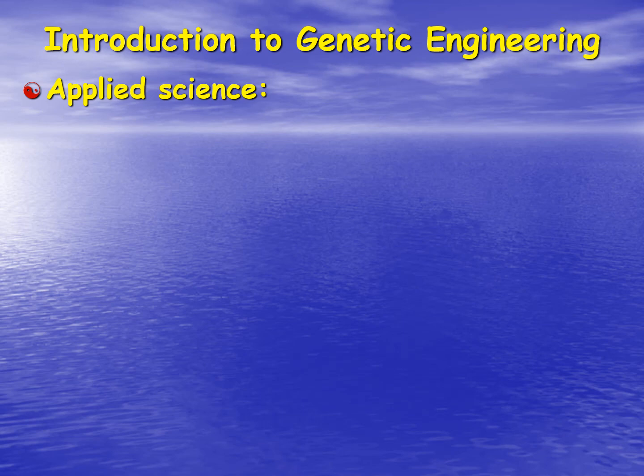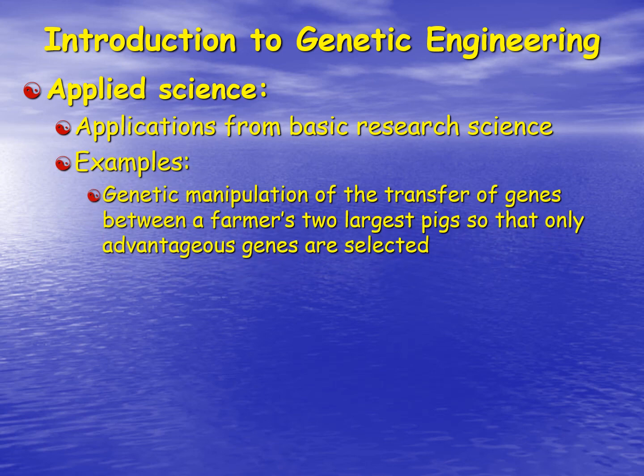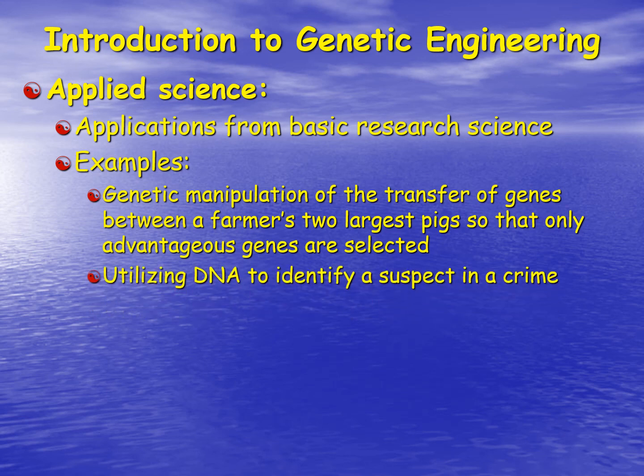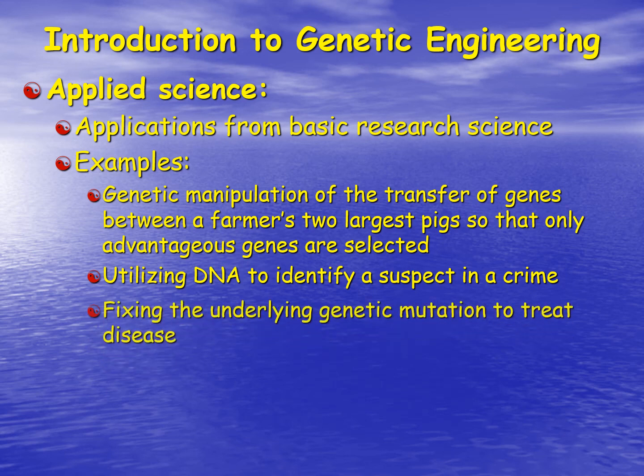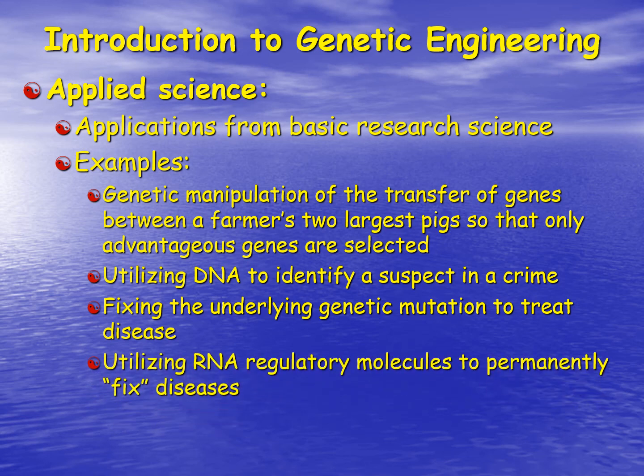Applied science of genetic engineering, however, shows applications from the basic research science. For example, genetic manipulation of the transfer of genes between a farmer's two largest pigs so that only advantageous genes are selected and their offspring will also be large. Utilizing DNA to identify suspects in crimes, and fixing the underlying genetic mutations to treat diseases, can all be examples of the applied science. We can also utilize RNA regulatory molecules to permanently fix diseases.